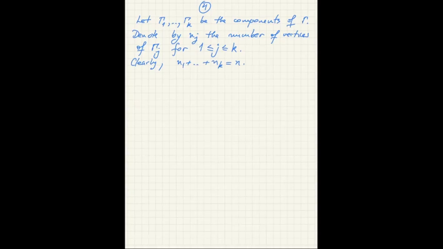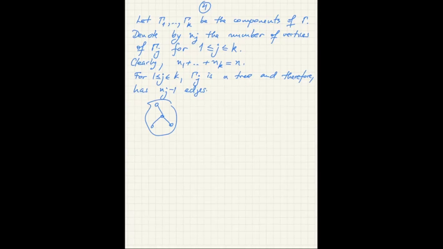Now, what we're going to do is count edges. For j between 1 and k, gamma j is a tree because it's acyclic since gamma was acyclic, and it's connected because any component has to be connected. And therefore it has nj minus 1 edges. Okay, so each gamma j has nj minus 1 edges. So now what happens here is that you have this situation with, okay, this is gamma 1.